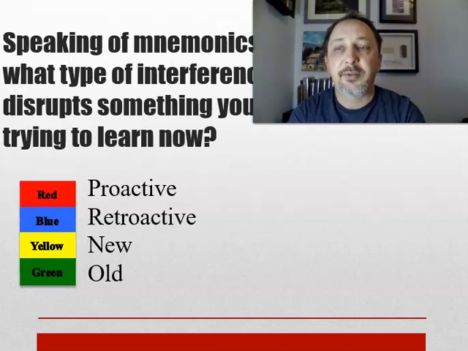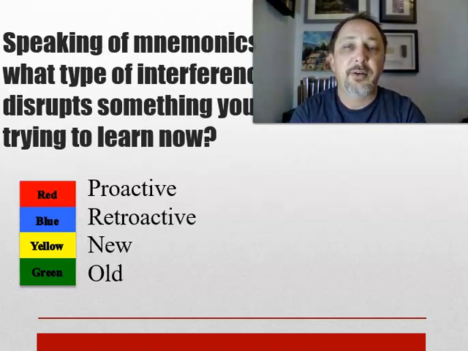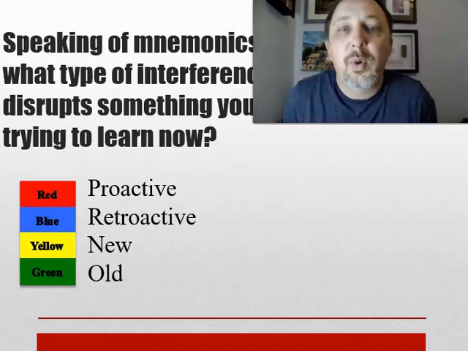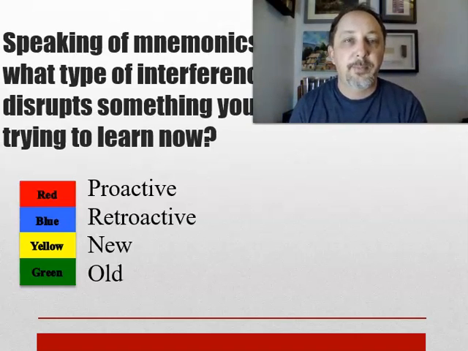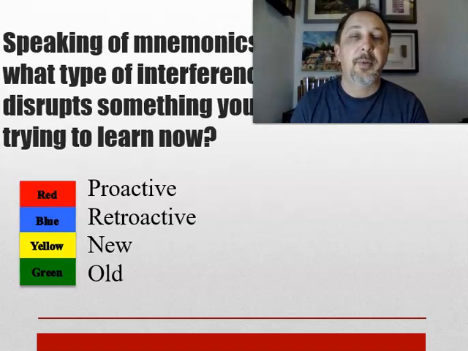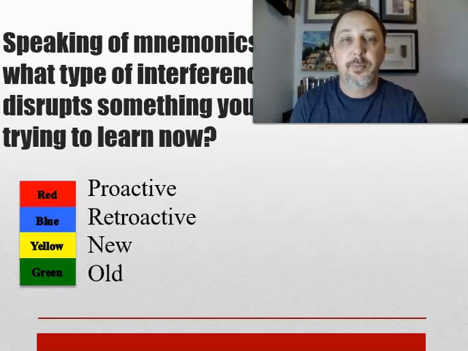Speaking of mnemonics, what type of interference disrupts something you're trying to learn now? Proactive, retroactive, new, or old? Well, we go to the mnemonic PORN. Proactive is caused by old, retroactive is caused by new. So this would be proactive because it's old information interfering with new.